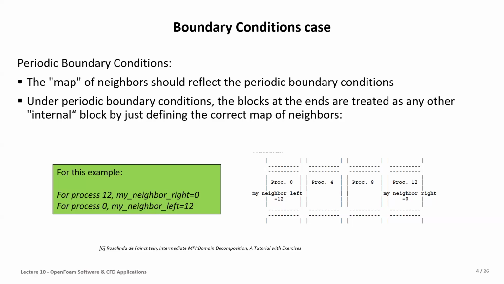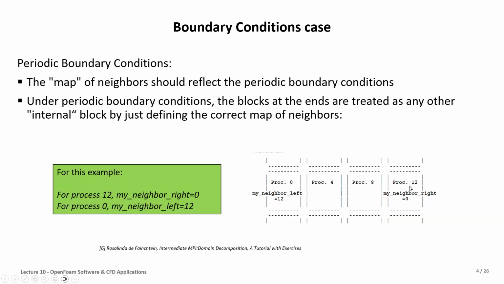In the periodic boundary condition, the map of the neighbors should reflect the periodic boundary condition. What does this mean? It means that in the periodic boundary condition, the blocks at the end are treated as any other internal block by just defining the correct map of their neighbors. For example, here we can see an example of the subdomains from the domain of the problem. We have processors number 0, 4, 8, and 12.